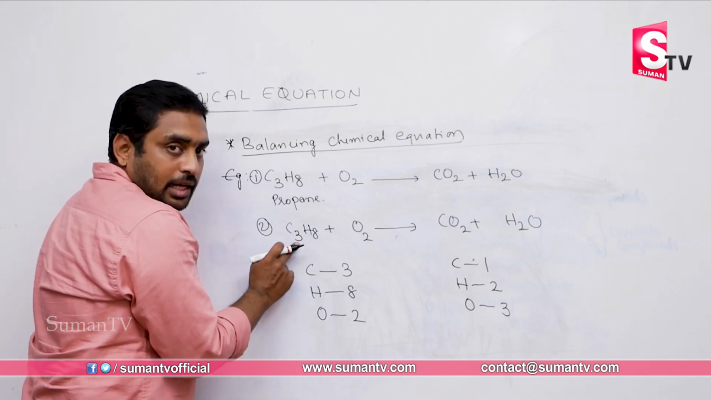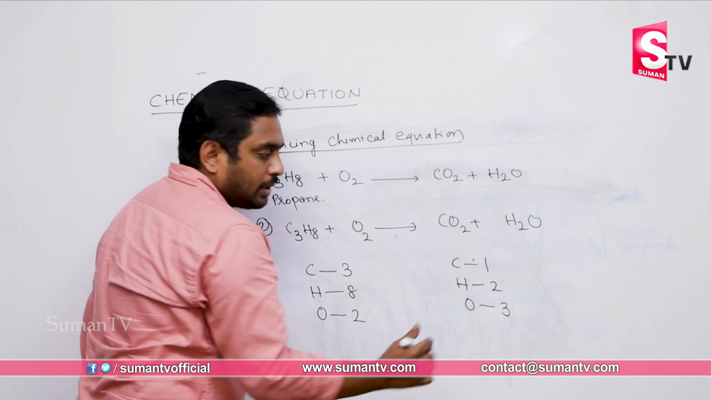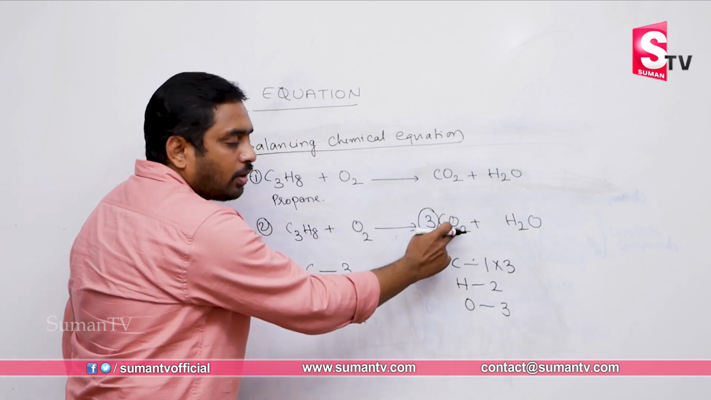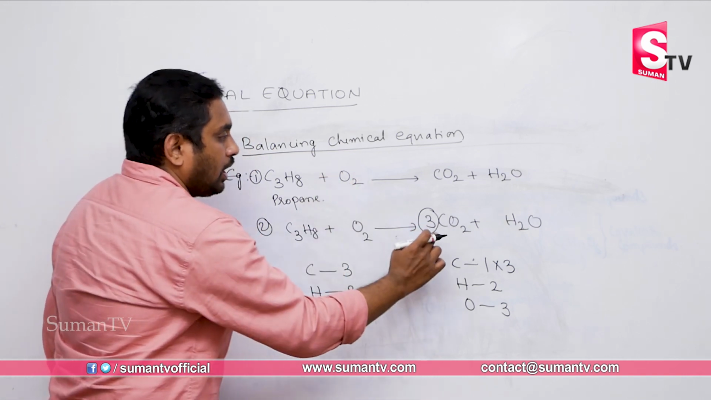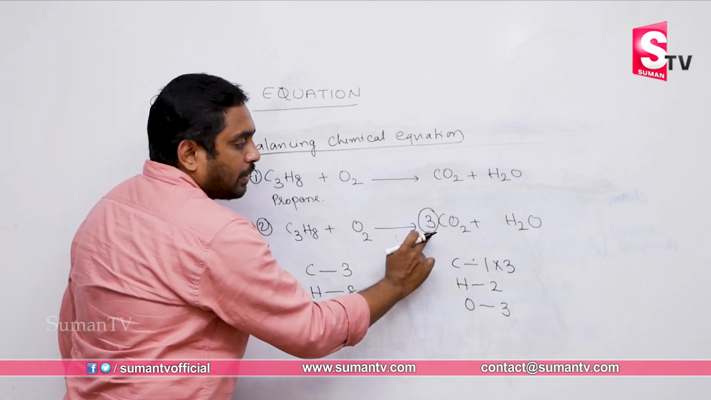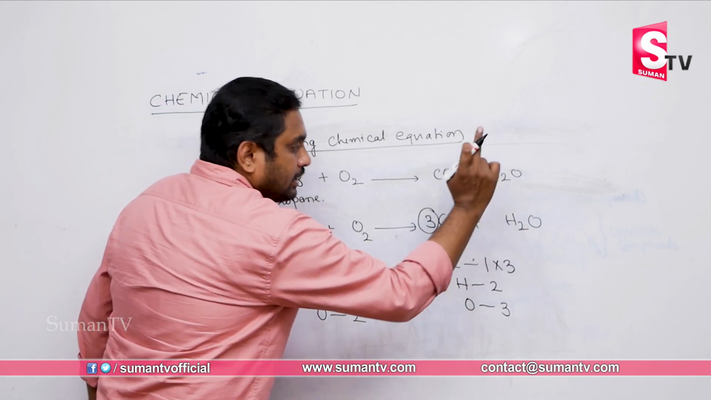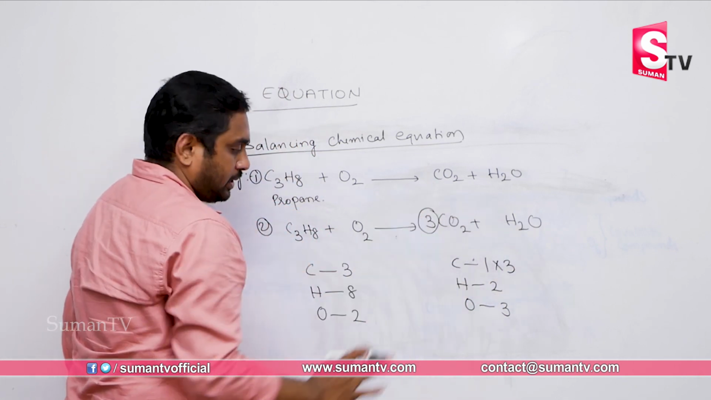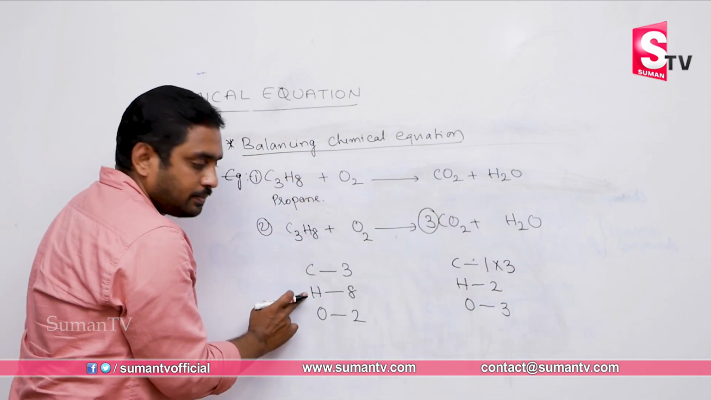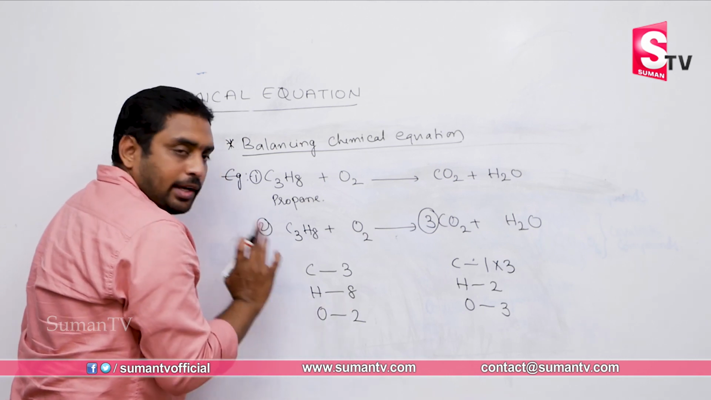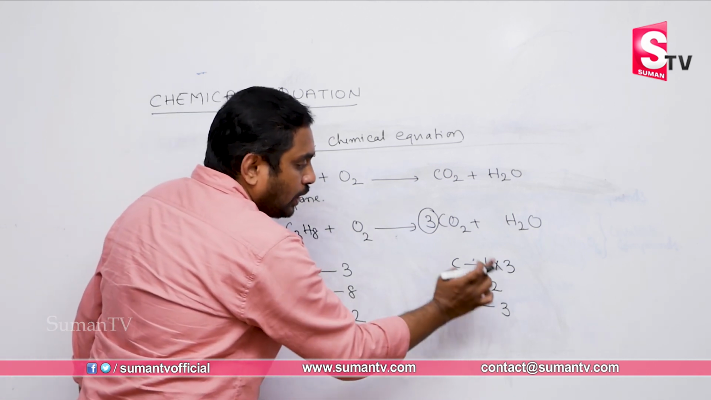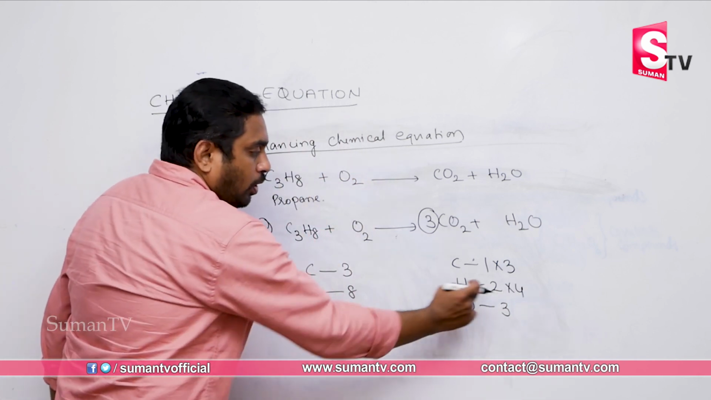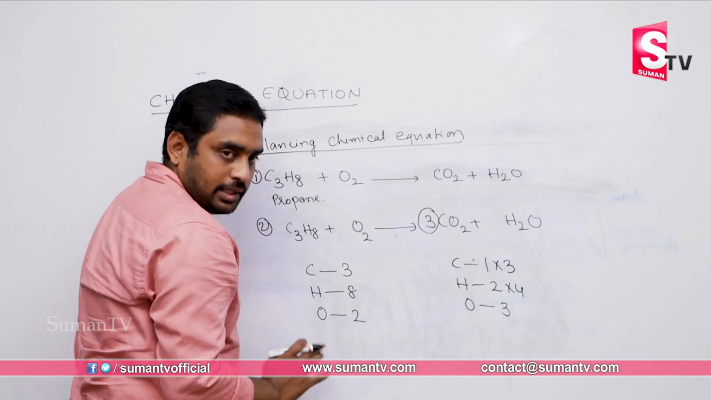Left hand side it contains 3 carbon atoms. Right hand side it contains only 1 carbon atom. Multiply with 3. Put 3 as the molecular coefficient before carbon dioxide. Now it contains how many carbon atoms? 3 carbon atoms. Totally it contains 7 oxygen atoms. Afterwards we discuss oxygen atoms. What about hydrogen? Left hand side it contains 8 hydrogen atoms. Right hand side it contains 2 hydrogen atoms.